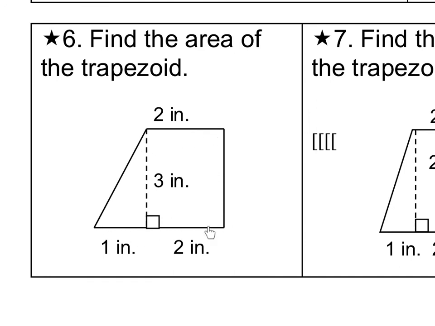So the actual figure is the solid line. The dotted line is just a drawn-in fake line, imaginary line, to separate it into two shapes. And we're going to find the area of the rectangle and the area of the triangle, then combine those two to find the total. So the rectangle is 2 by 3, and I know this is 3 because this is 3, and opposite sides of a rectangle are the same. And so 2 times 3 is going to be 6 inches squared.